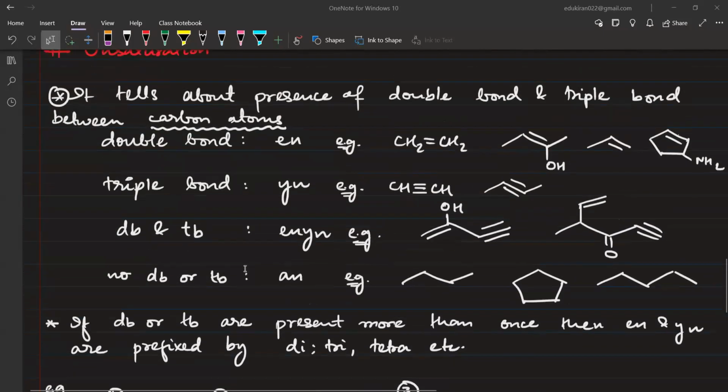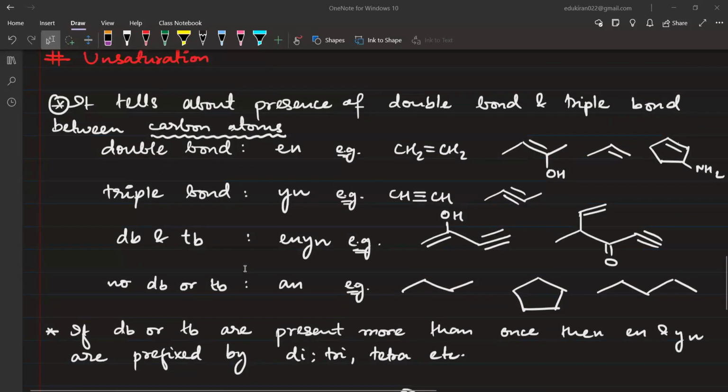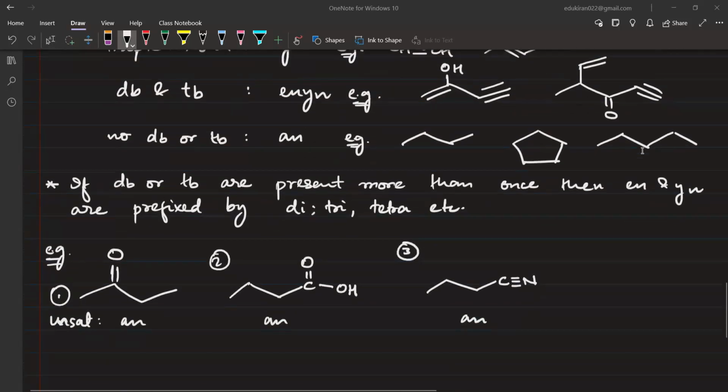Yes, sir. Can you read the statement here? It tells about the presence of double bond and triple bond between carbon atoms. So the double bond will be between which atoms? Carbon atoms only, right? Yes, sir. So in this structure, the double bond is between which atoms? Carbon and oxygen. Okay, so we will not consider this double bond, right? Is there any double bond between carbon atoms only in the first structure?